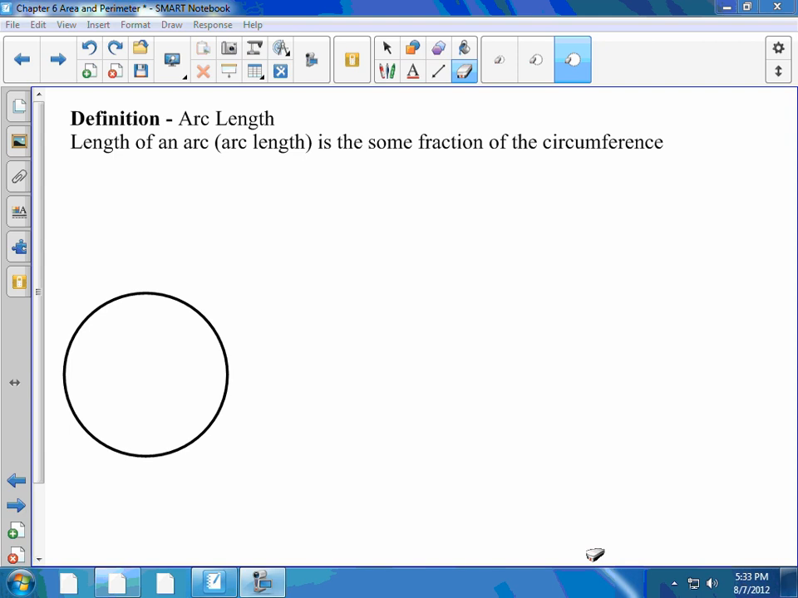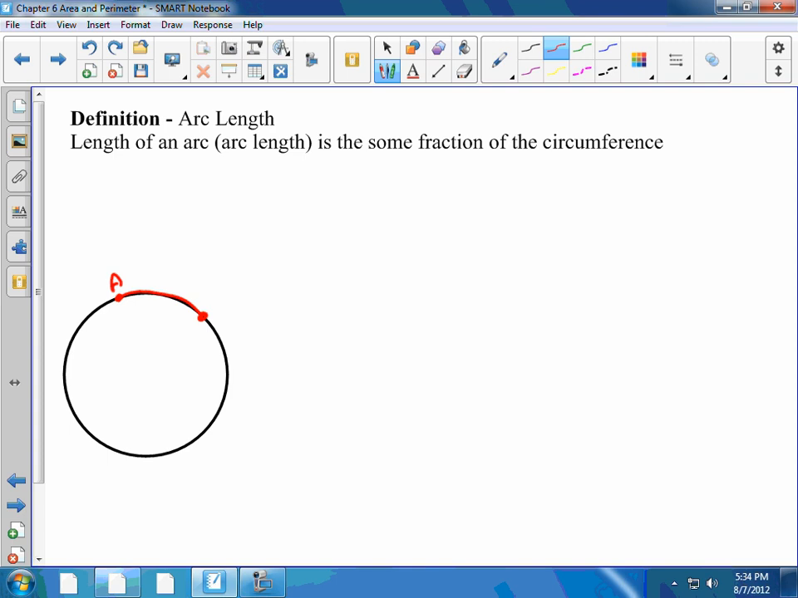All right. Today we're going to discuss arc length. The definition of arc length of an arc is some fraction of the circumference. So to give you a visual, I have a circle here that's already drawn out, and a length of an arc is any part of that circle.